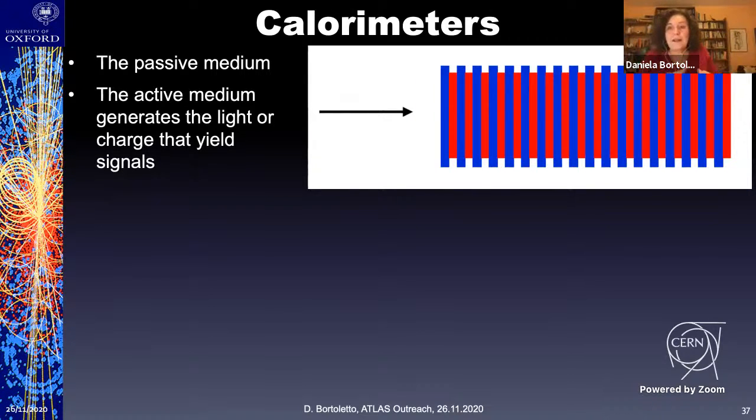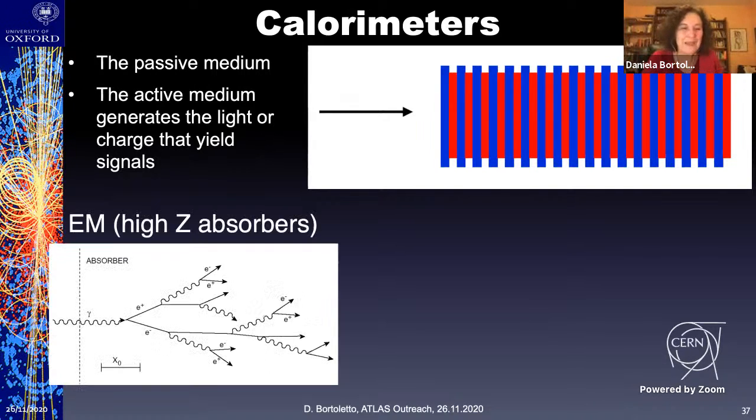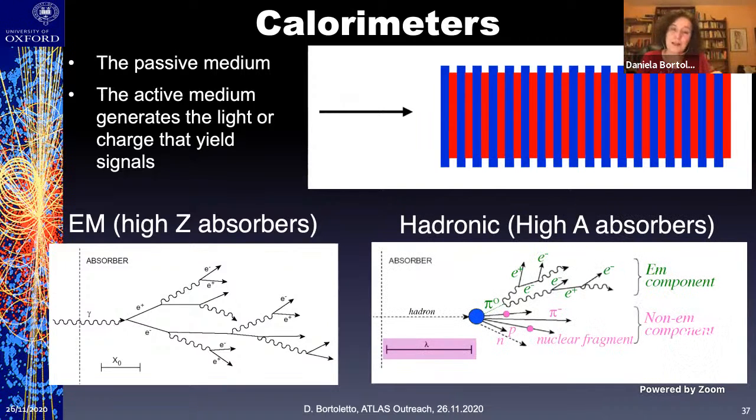And the passive material creates the interaction, the decay of the particle, and then the active medium generates the light or the charge that yields the signal that we want to measure, the energy, let's say, of the particle. So if you have an electromagnetic calorimeter, you want to have a high-Z absorber, like lead, for example, while if you have a hadronic calorimeter, you want to have a high atomic mass absorber, like copper or iron.